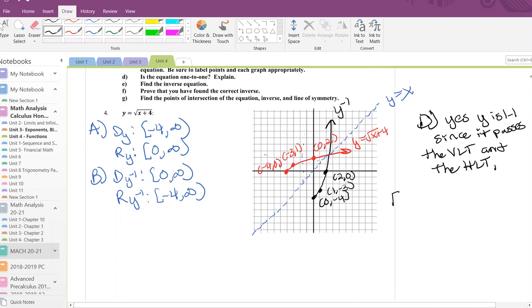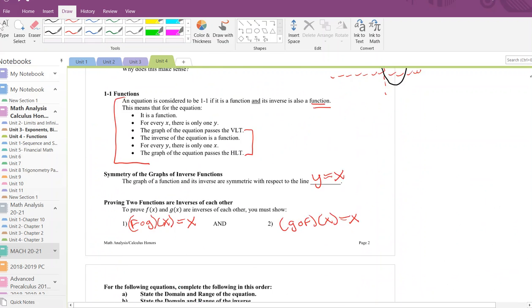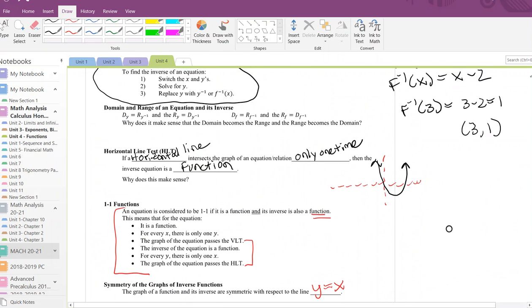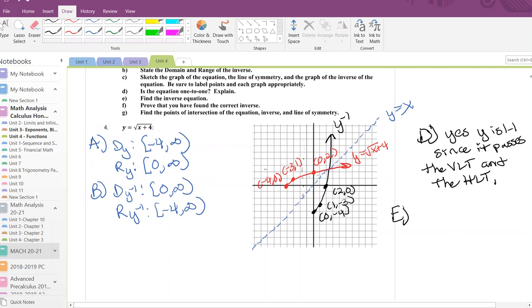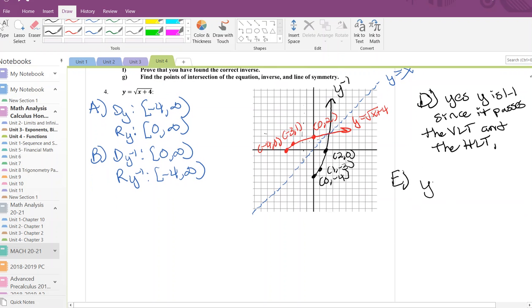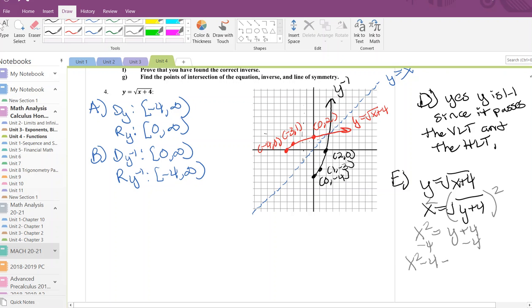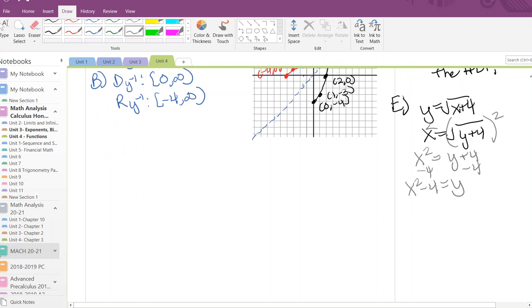Find the inverse. So remember, this is where the process that we talked about right here comes into play. So the first thing you want to do when finding the inverse is you want to switch the x's and y's. And now you want to solve for y, so that means I have to square both sides. And then subtract 4. So that is your inverse.